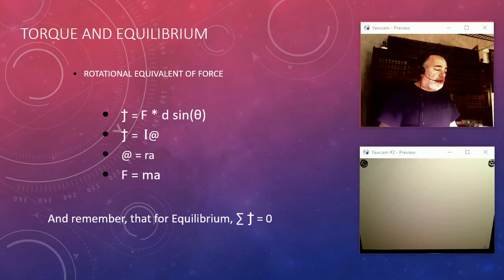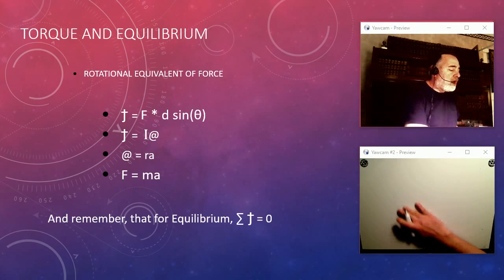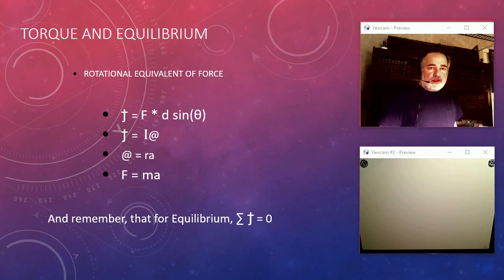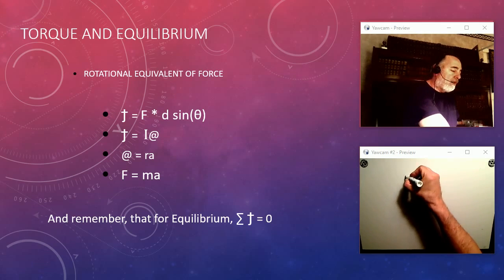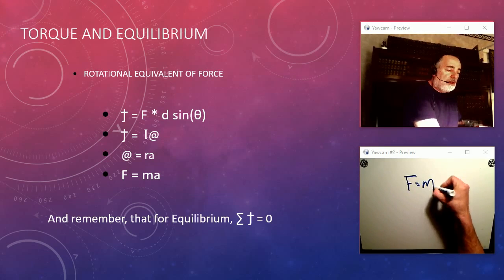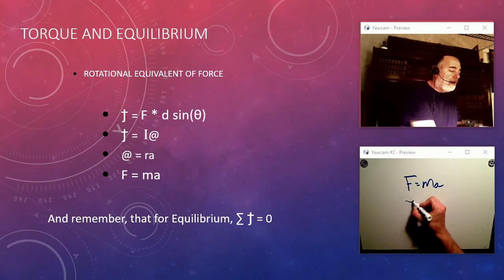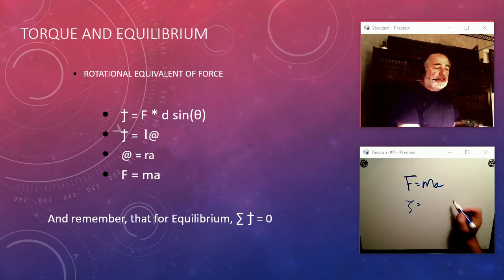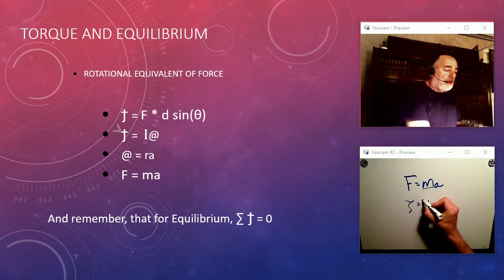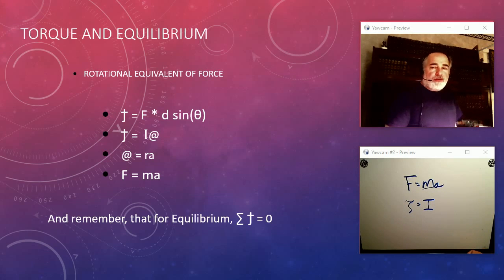So when we talk about torque, we're talking about force rotationally. If you remember, we talked about force, F equals ma. Rotationally, we can't use just mass. We have to take into account the object's geometry. So we have to use moment of inertia times the rotational acceleration, rads per second squared.